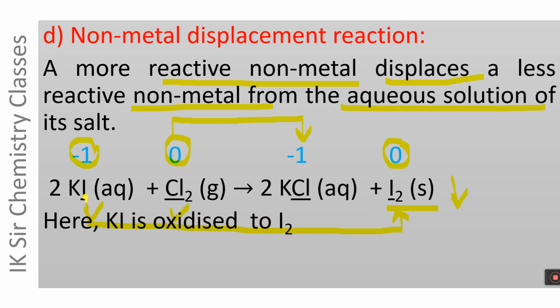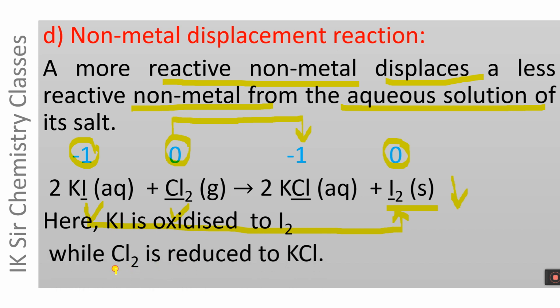Here KI is oxidized to I2, while Cl2 is reduced to KCl, because in the above reaction KI is oxidized to I2 due to increase in oxidation number from -1 to 0, while Cl2 is reduced to KCl because its oxidation number decreases from 0 to -1.